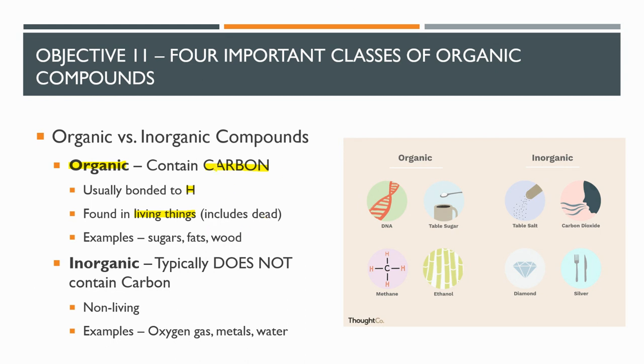And a lot of them are really, really large. They have lots and lots of carbon, and they usually also have lots and lots of hydrogen. And if we go back to those 4 elements that made up 96% of living things, carbon and hydrogen were both on that list. This is the main reason why: these are the main molecules that make up our living cells and our living bodies. Some examples are things like sugars, fats, the wood of the tree. All of those things are carbon-containing compounds.